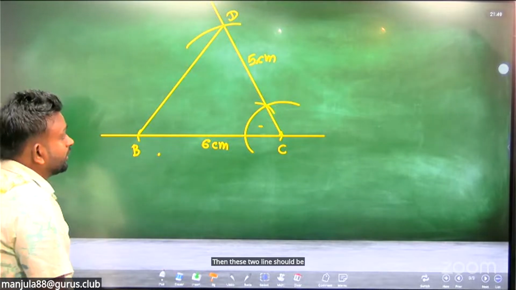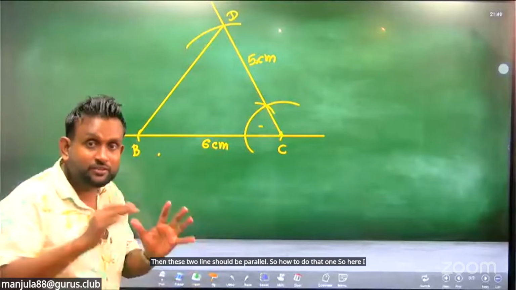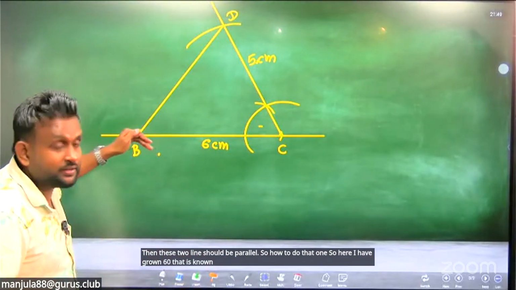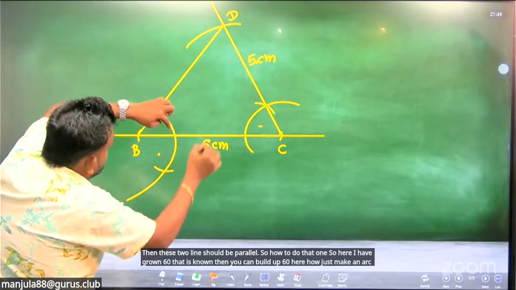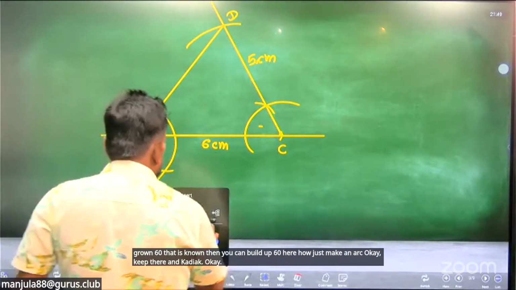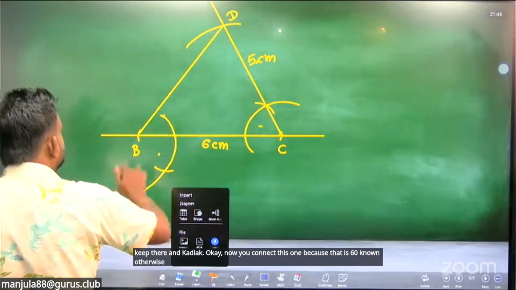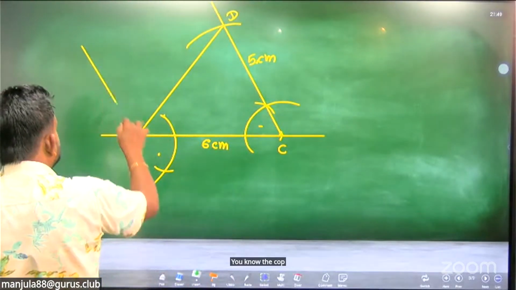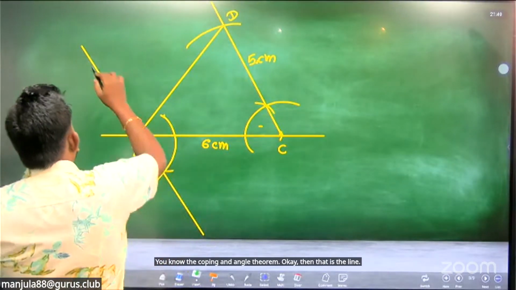So how to do that? Here I have drawn 60 degrees, so you can build up 60 here. How? Just make an arc, keep it there and cut the arc. Now you connect this one, because that is the known 60. Otherwise, just copy an angle here. You know the copy an angle construction. Okay, then that is the line you drew parallel.